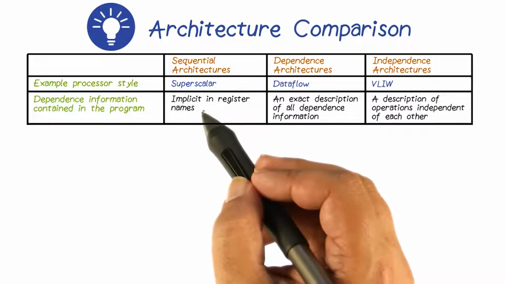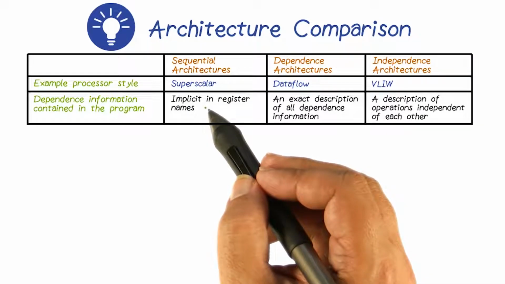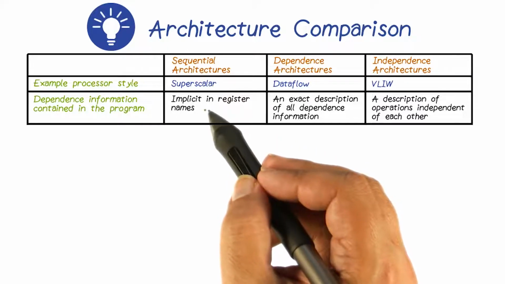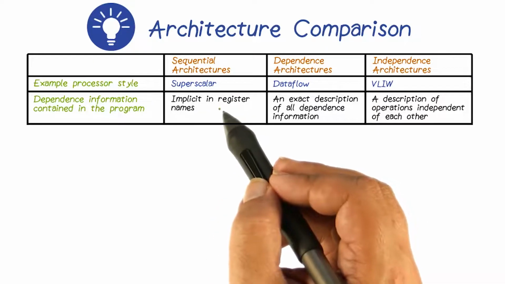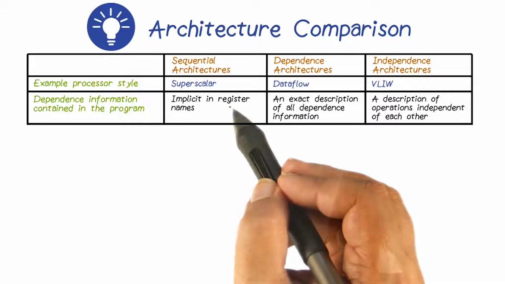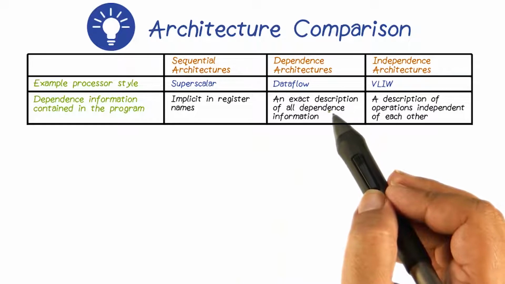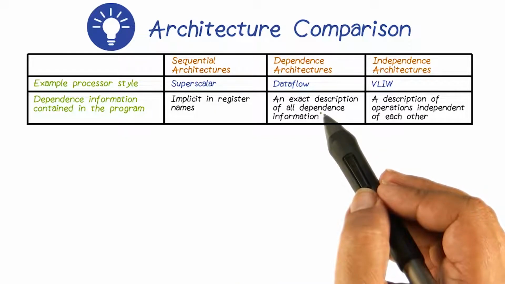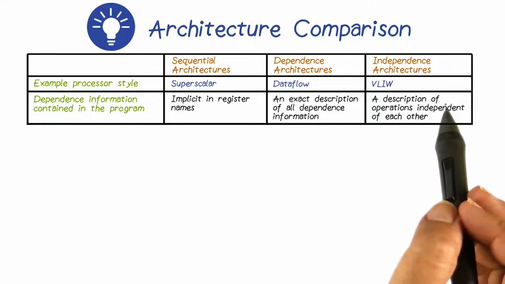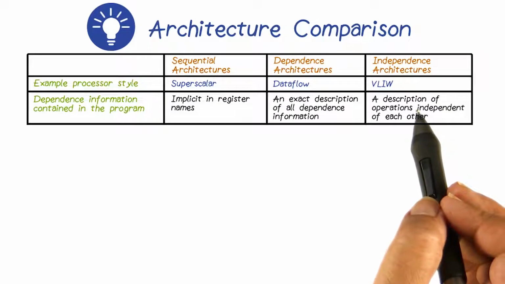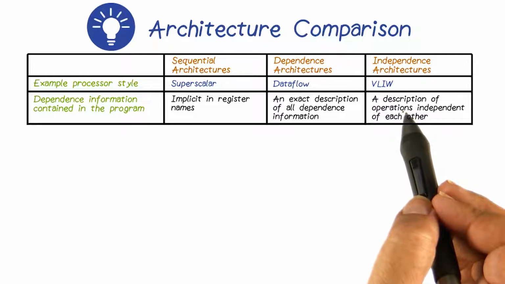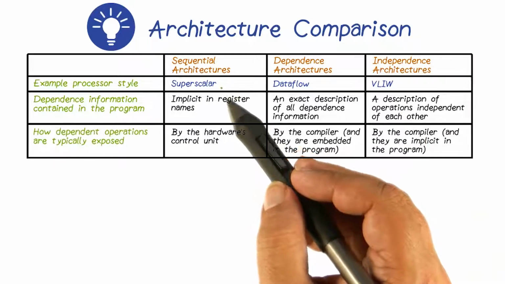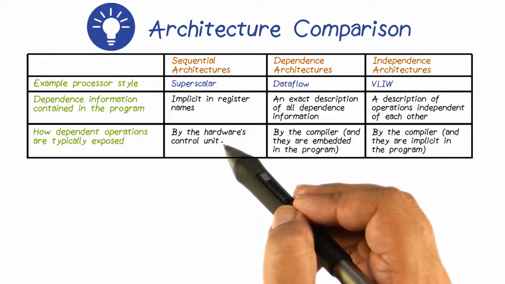So let us look at where the dependence information is captured and is presented to the architecture. For the superscalar architecture, the dependence information is implicit in the register names. In other words, all the dependencies are captured in the registers. In terms of data flow, the exact description of the dependence information is presented by presenting the flow, that is, which operands are used where and which operations depend on which other operations. Finally, for VLIW, the information which is important is independence, and that is captured in terms of which operations can go together in a large instruction and which are those operations which can execute under that large instruction in parallel. So in superscalar architecture, the information is exposed by the hardware control unit and is governed by it.